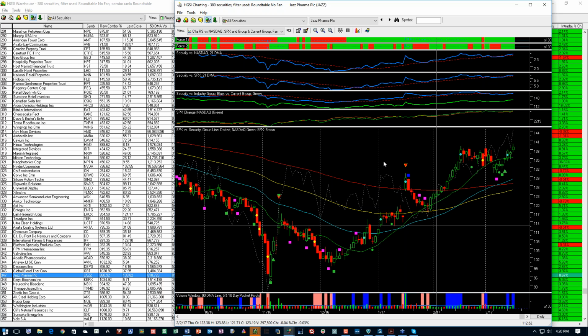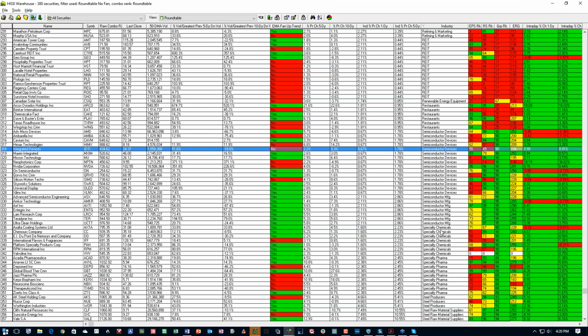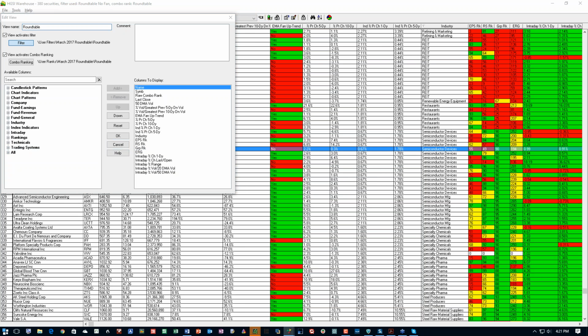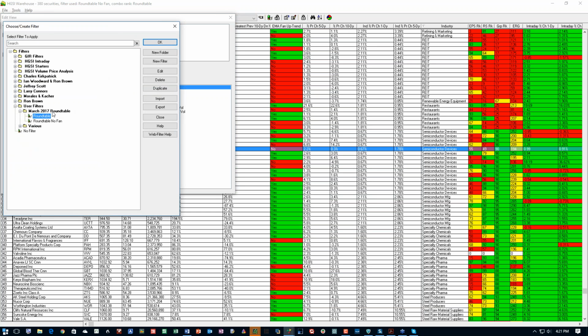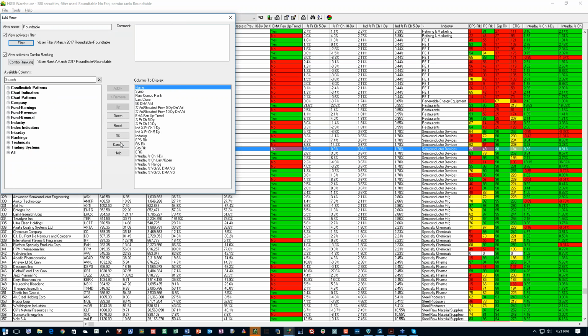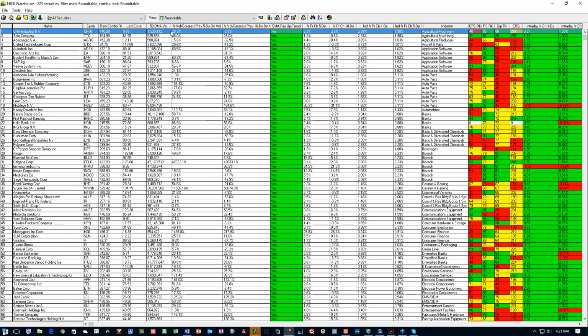Pocket pivots. So why don't you experiment with both filters? Make one of each, and then you can see what's going on. But I'm going to go back to my original filter. And this is primarily where I will concentrate my efforts.